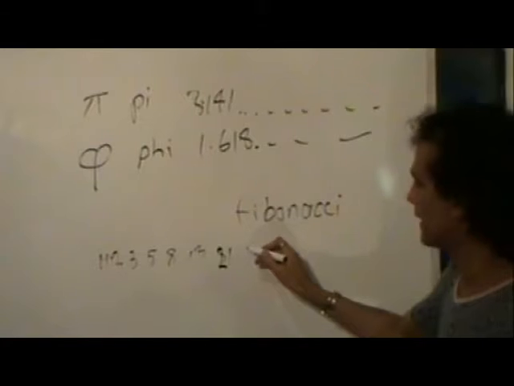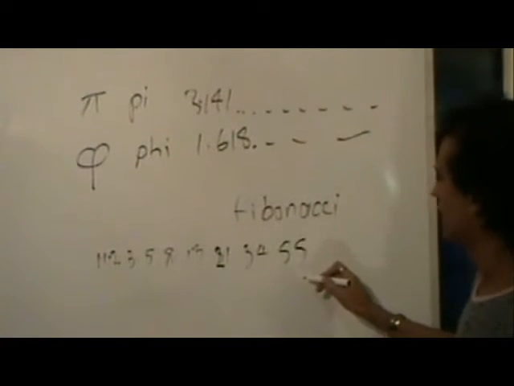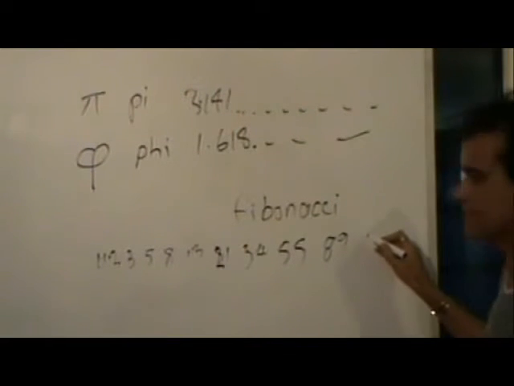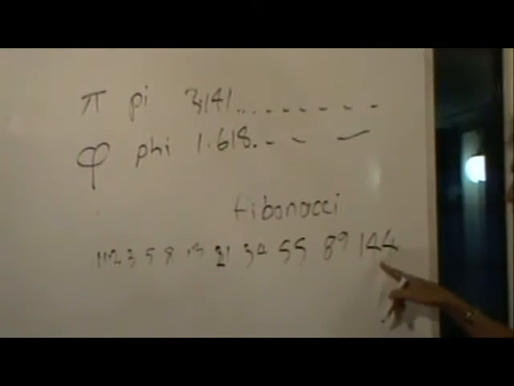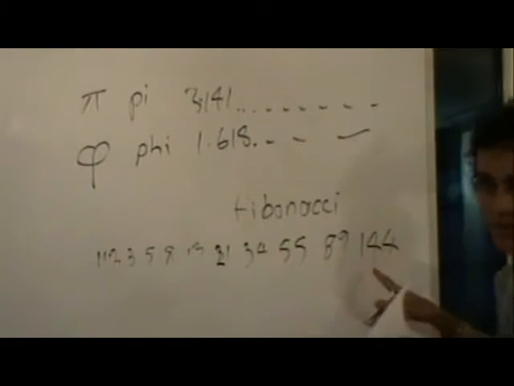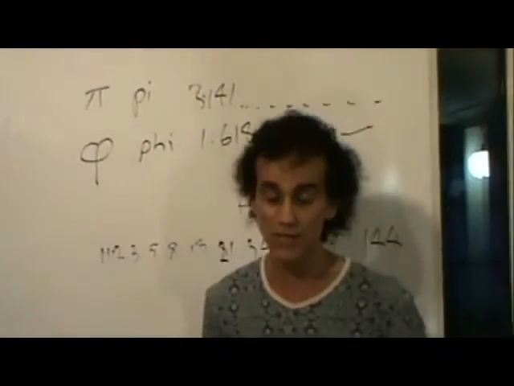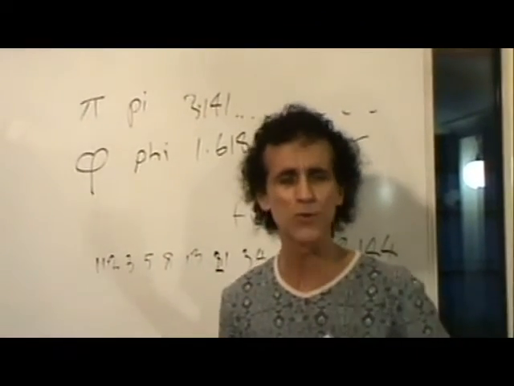21, 34, 55, 89. And what's the magic number over here? 144. Yeah, 144. Keep that in mind. It's a very, very holy number. I'm going to show you a lot about numbers. In the Bible, there's always 12. There's always 72. There's always 4. There's always 3, and there's always 7.